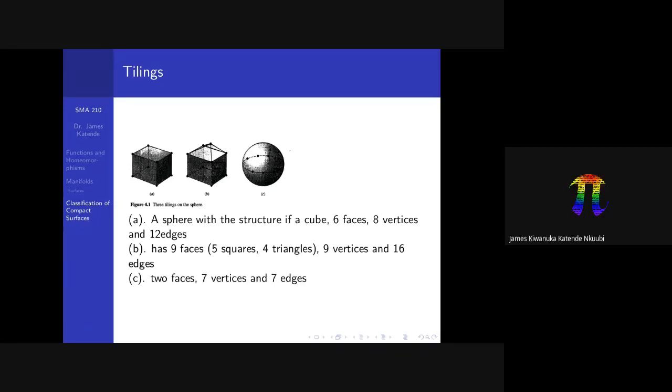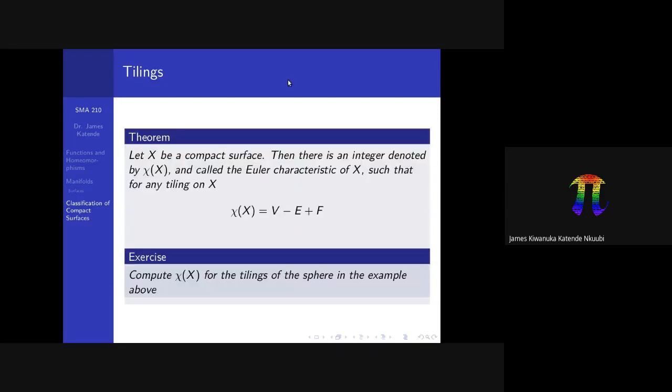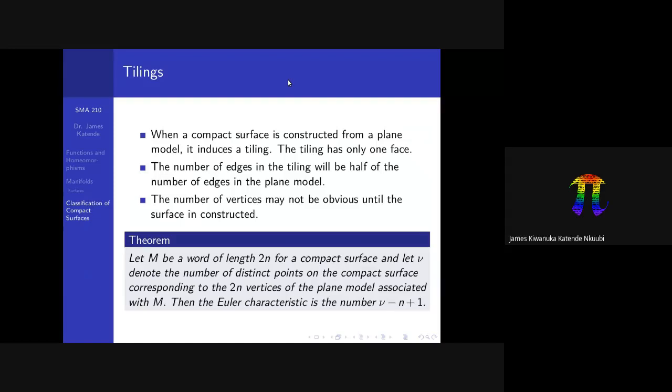Great. So you can see it doesn't change. It doesn't matter what tiling you put on the sphere. The Euler characteristic does not change. It's still 2. So that is true. It doesn't matter which tiling you put on the sphere. Any tiling on the sphere will always give you Euler characteristic 2. So we can make the claim that the Euler characteristic for the sphere is equal to 2. We shall not prove it, but it is actually true. For the sphere, the Euler characteristic is always equal to 2.